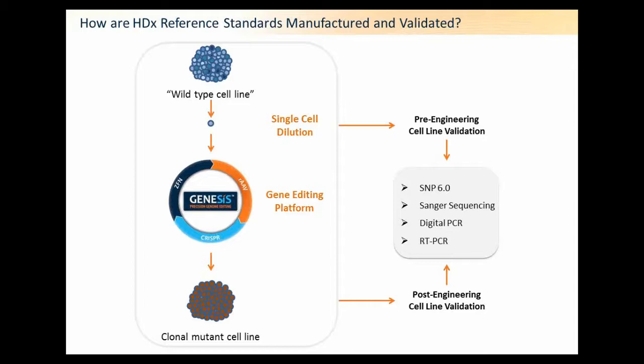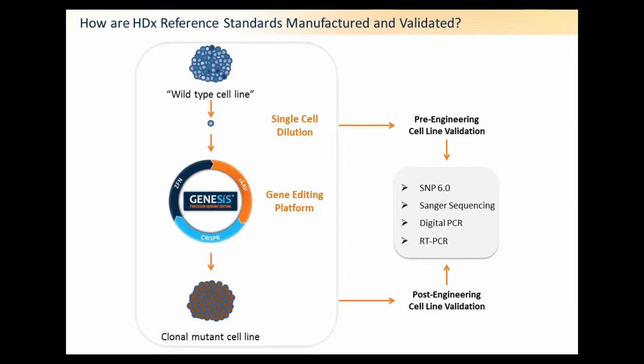post-engineering. This includes a SNP6 assay to verify the cell line identity, standard sequencing to verify the accuracy of the engineered mutation or the gene editing, and digital PCR to assess the allelic frequencies and copy number of the mutation, and RT-PCR to analyze the gene expression. Our cell lines go through single cell dilution to ensure the clonality of the cell lines, and then we're working with highly pure homogeneous cell lines.